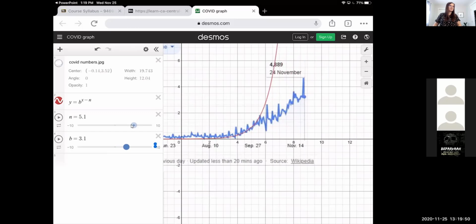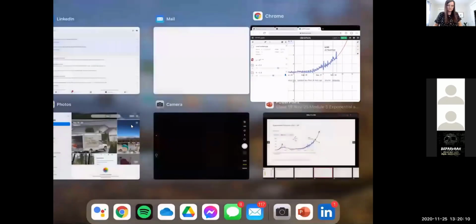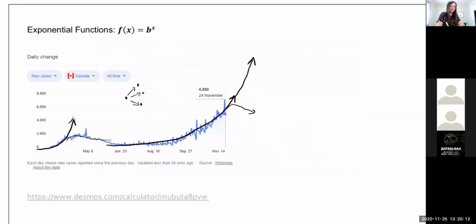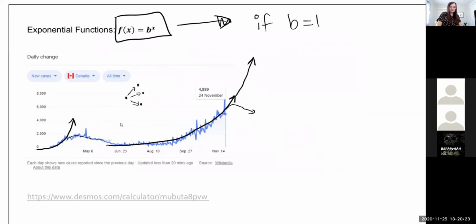If you're multiplying by 3, it's going to be a sharper graph. If you're multiplying by base 2, it's going to be a flatter graph. We're just building that intuition. So in general, we can see that the base b, if b is equal to 1, then you have this sort of case where it's flat. There's no growth or no decay.